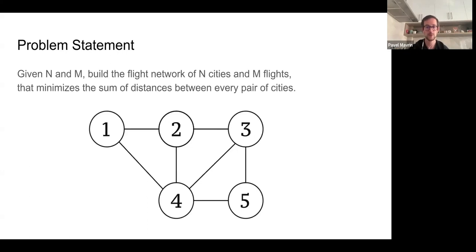So how do you solve this problem? I believe the hardest part of this problem was to understand the statement. The statement was kind of complicated. You need to build some flight network. You need to understand what is a network, what is distance, what you need to minimize. But as soon as you understand what you need to build, the solution is pretty straightforward.